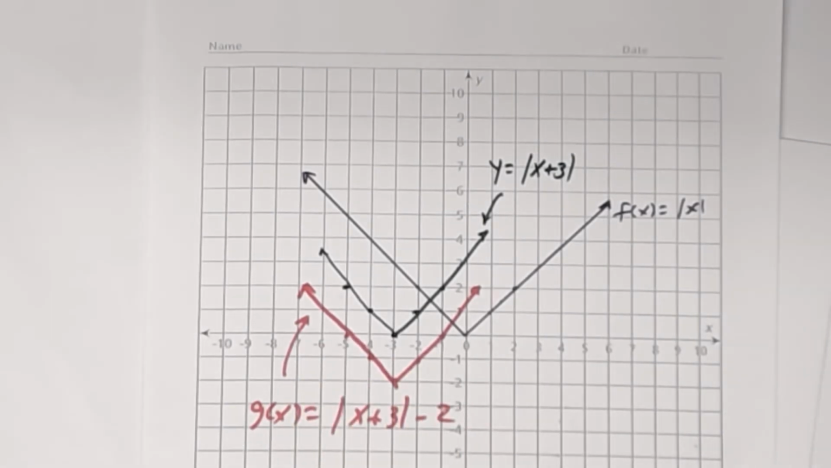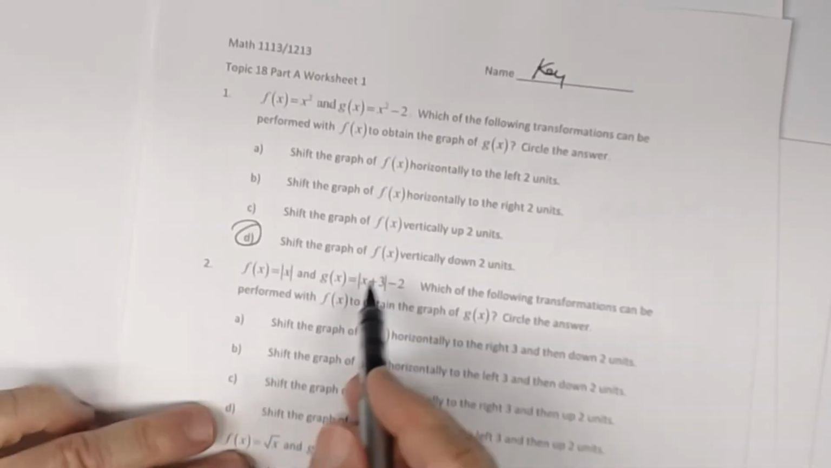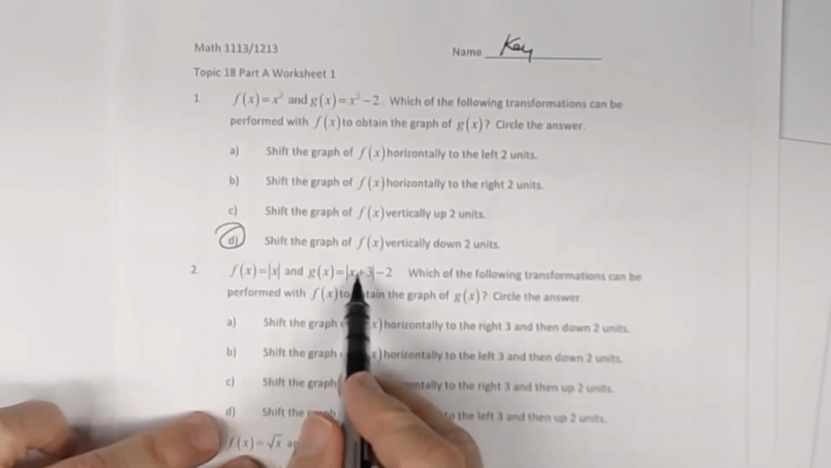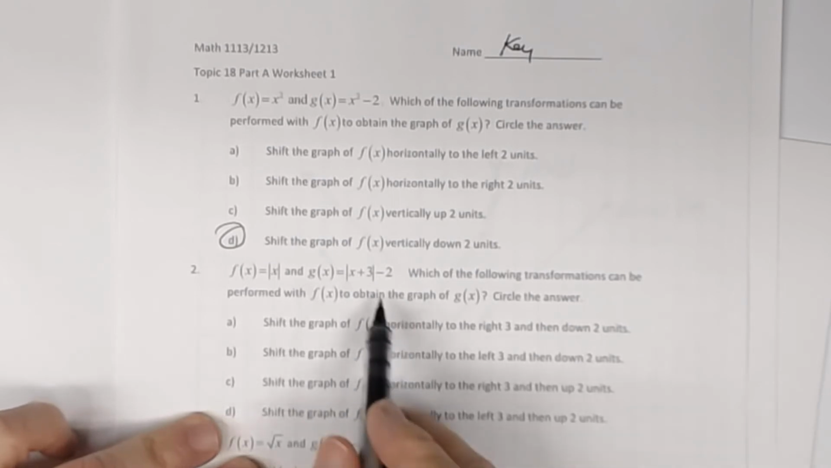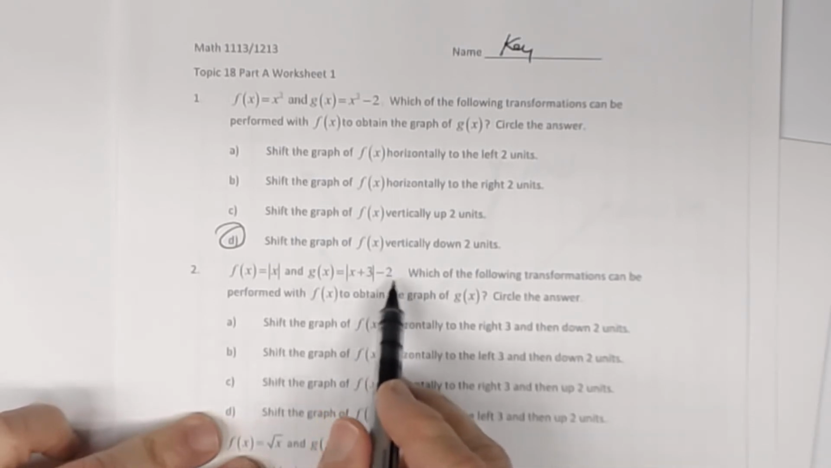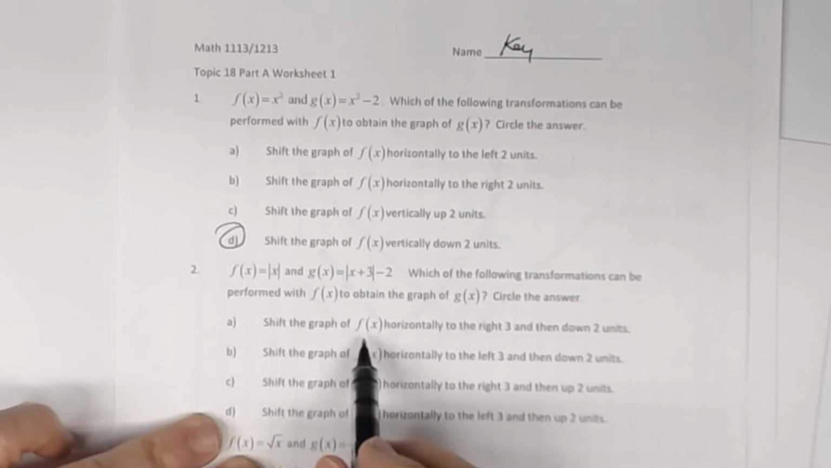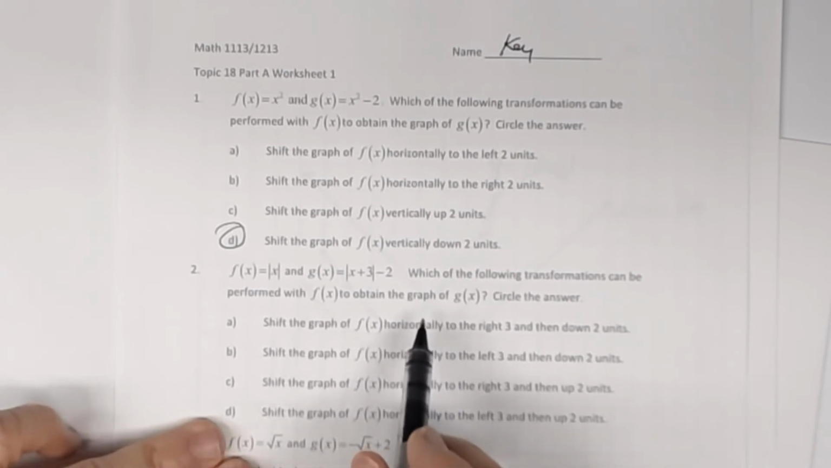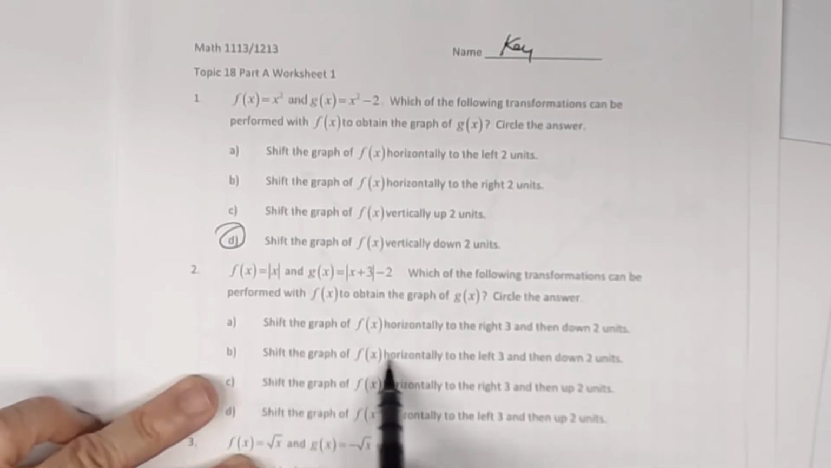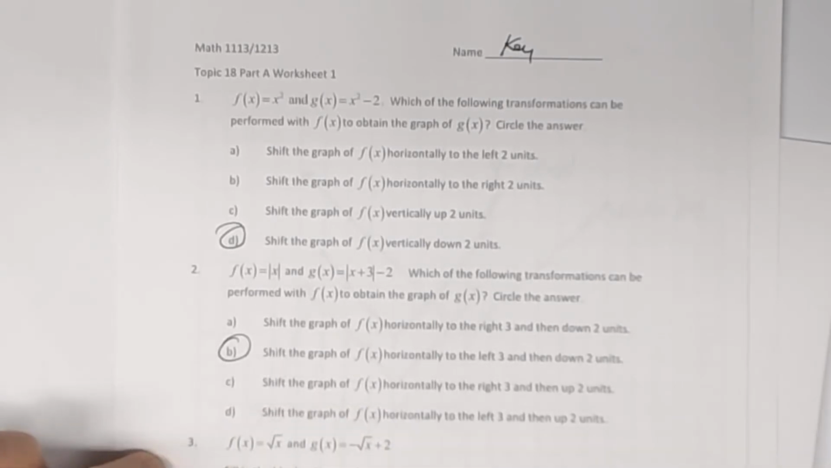So in terms of our answer, this is what you're going to say. I'm going to do the horizontal first, so I'm going to go to the left 3 units, and then I'm going to do the vertical next. I'm going to go down 2 units. So we need to find the one that says horizontally to the left and then vertically down 2 units. That's going to be, it looks like letter B. Shift the graph horizontally to the left 3 units and then down 2 units. So that's letter B. Okay?